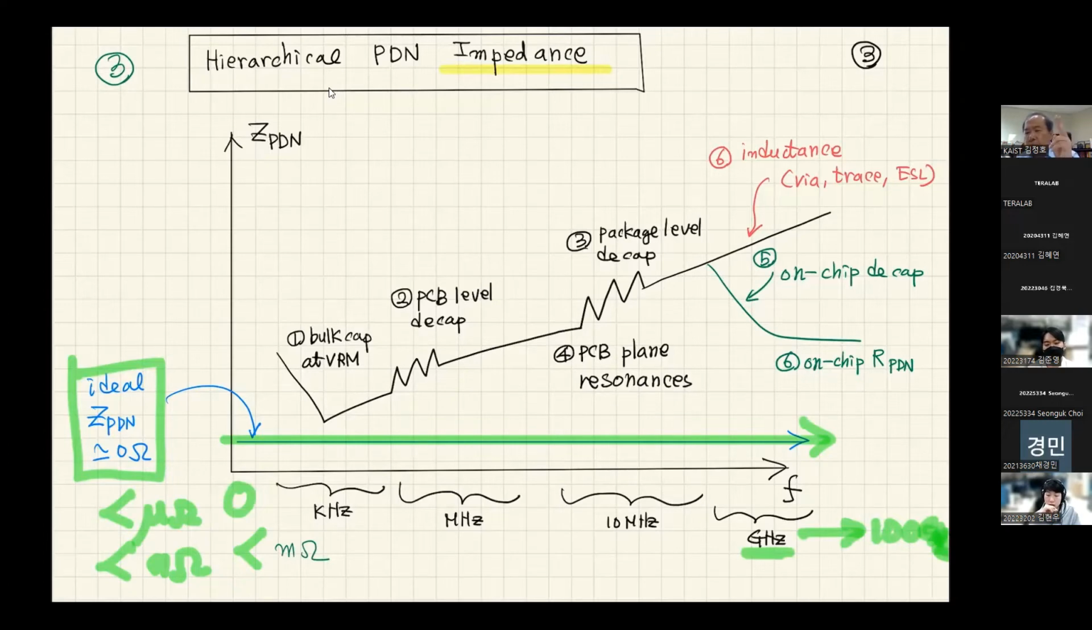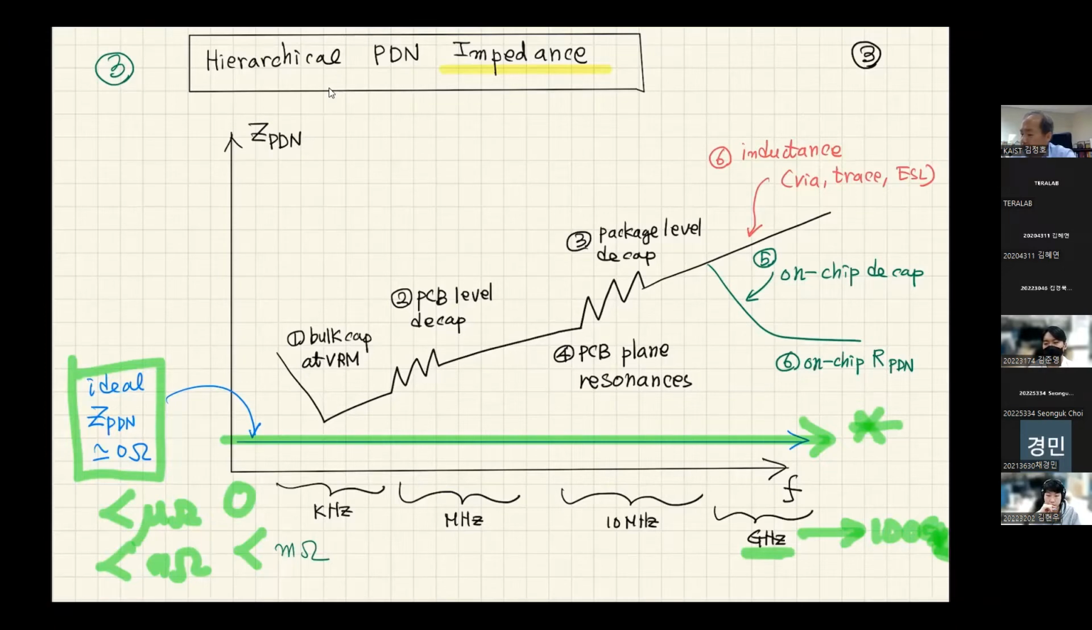These are very difficult tasks from two different points of view. Number one is that we have to achieve very low impedance, which is against our physics. Second, we have to achieve that from DC to 100 gigahertz. It's going to be very difficult. That is the first thing I would like to emphasize at this moment.